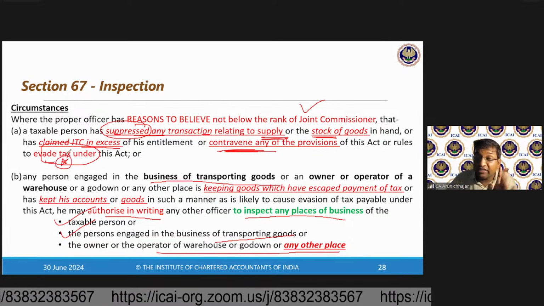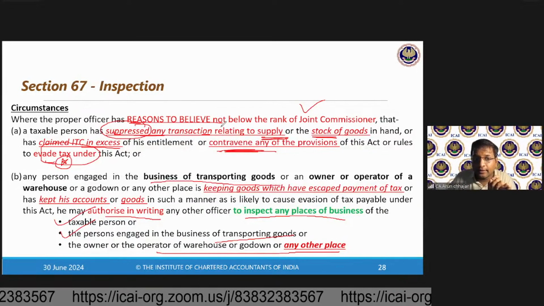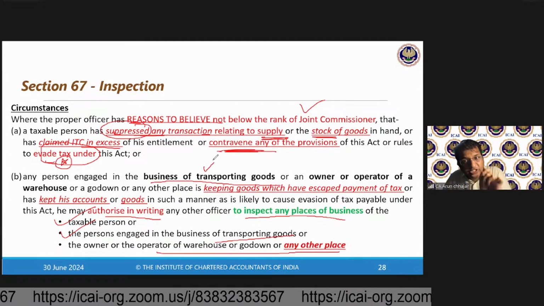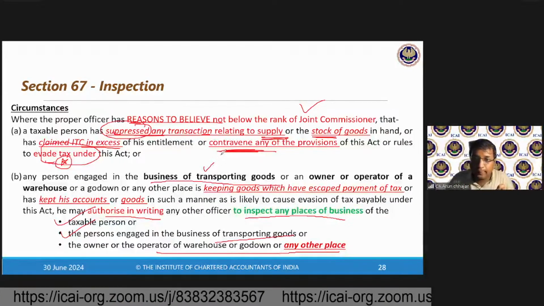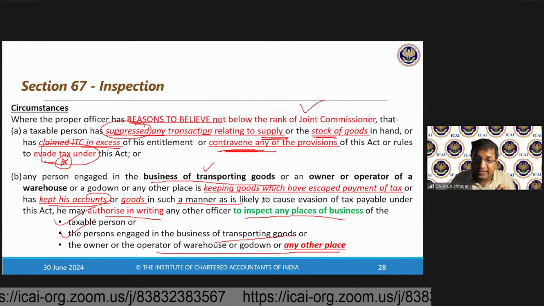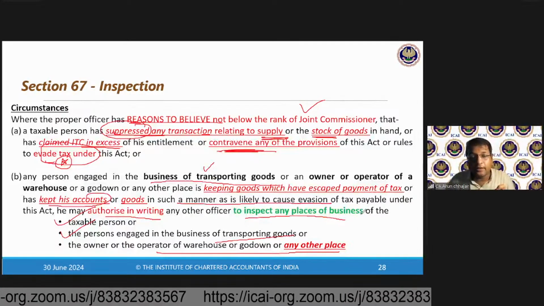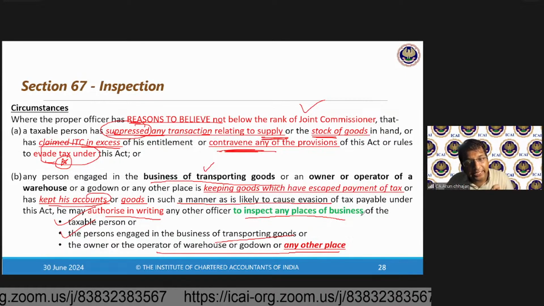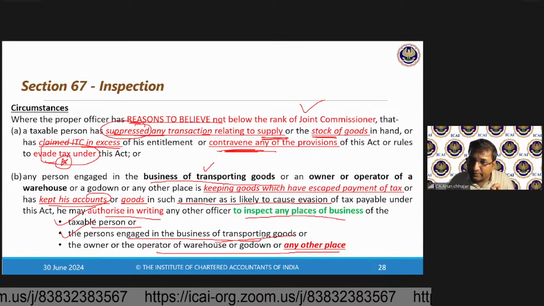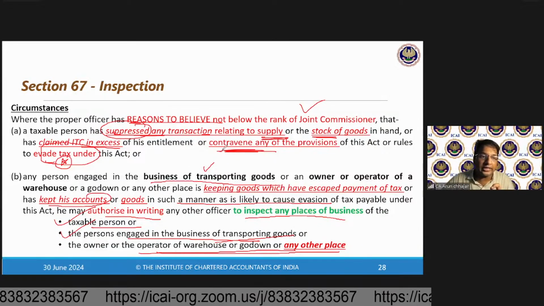First important point, evasion has to be there. Reason to believe. Then second point, if any person is doing the business of transportation, or is an owner or operator of a warehouse, then he can check the account or the goods in a manner likely to cause evasion of tax payable. He may authorize in writing any other officer to inspect any place of business of the taxable person, or the person engaged in the business of transportation, or the owner or operator of any warehouse or godown or any other place.